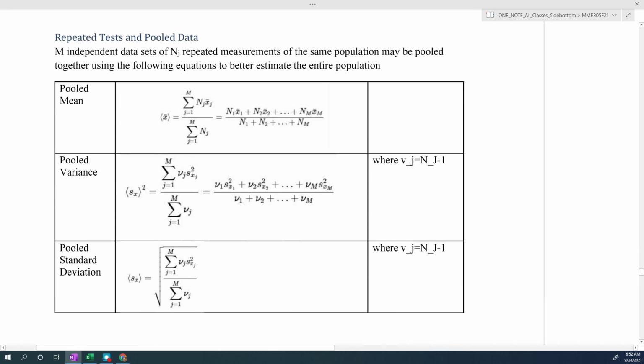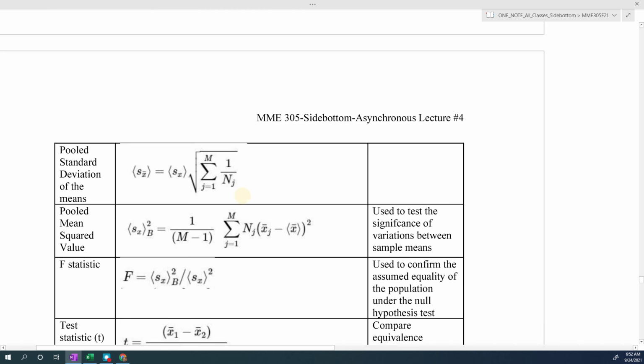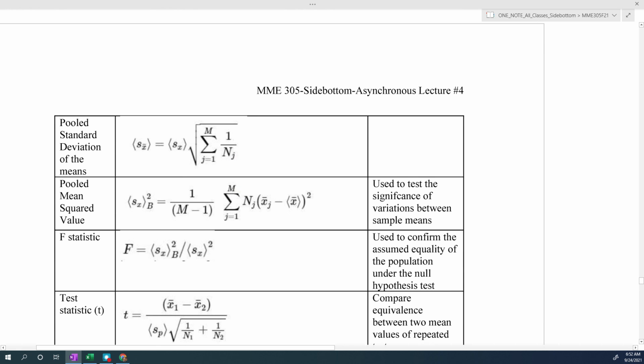And the last thing is that you can pool your data together using the following equation. If you had m data sets, each of n measurements, you can pool these data sets together using these variables. You can do a pooled mean, variance, standard deviation, pooled standard deviation of the means, and things like the pooled mean squared value, all sorts of things.